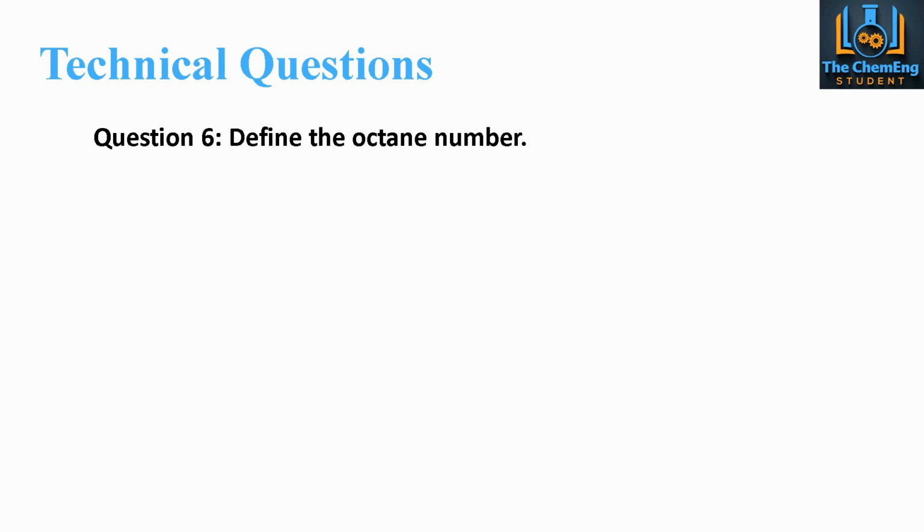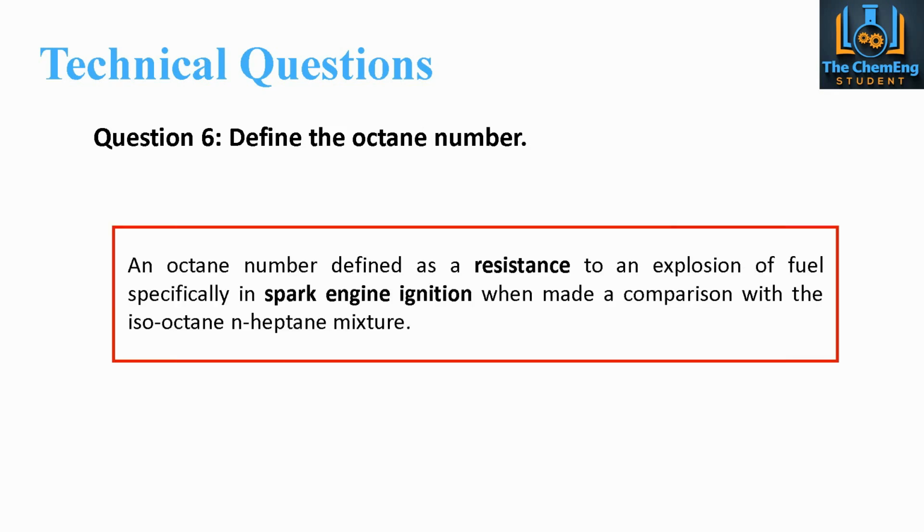Question 6 is define the octane number. So a very simple question that pretty much all chemical engineers should be able to answer. An octane number is defined as a resistance to knocking, or explosion, of a fuel, specifically within a spark ignition engine, i.e. a petrol engine, or potentially a diesel engine as well.